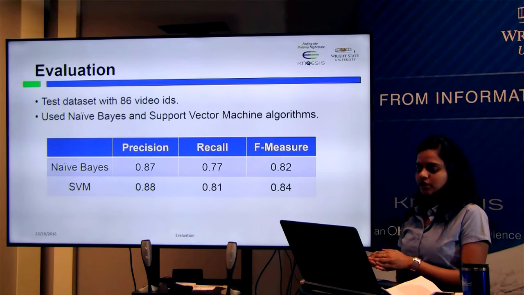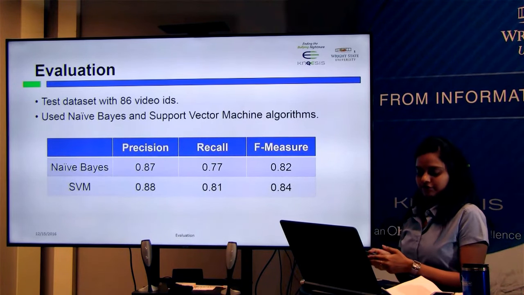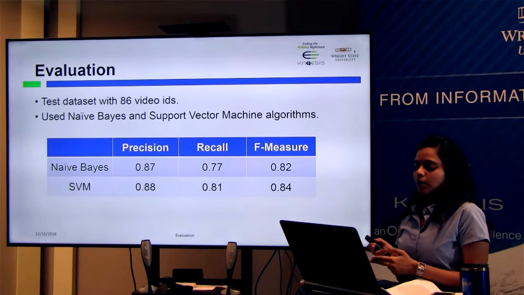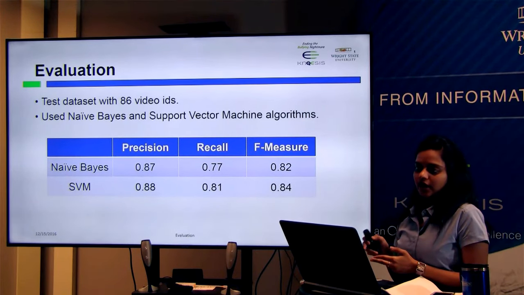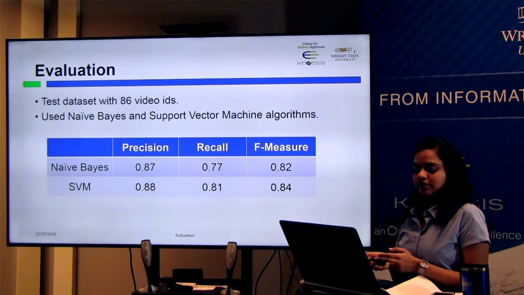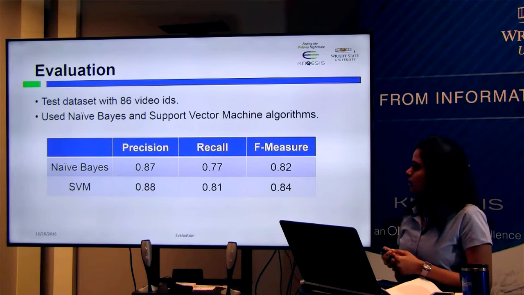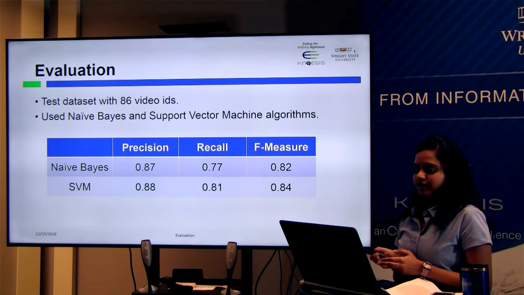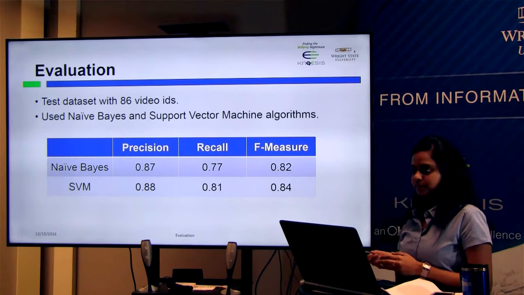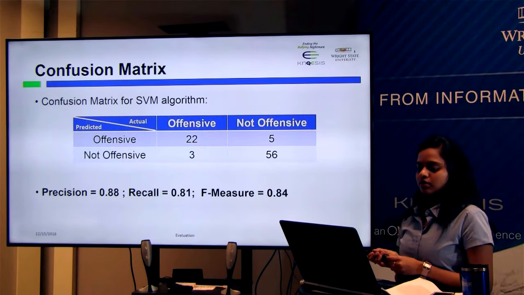To protest. So here is our evaluation with different classifiers. We tested our features with unseen test data with 86 video IDs, and here is the performance. We can see that SVM is a better classifier compared to Naïve Bayes. And here is the confusion matrix for the best classification algorithm.